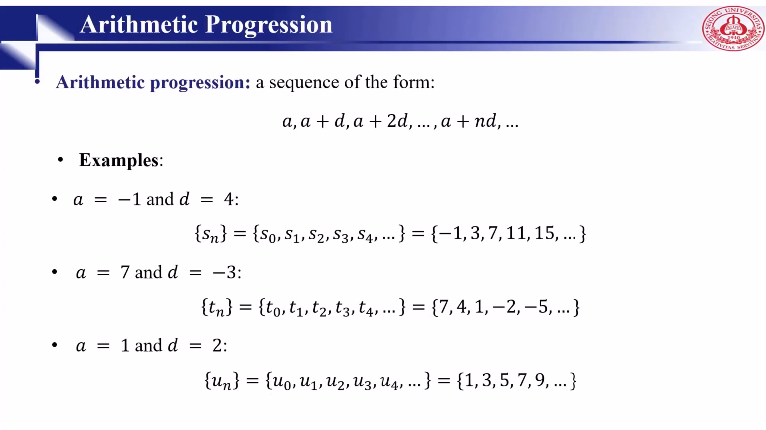The next sequence is called arithmetic progression. Arithmetic progression follows this form. Again here we have a, as you can see a is repeated. We call a the initial term, and we call d the common difference.